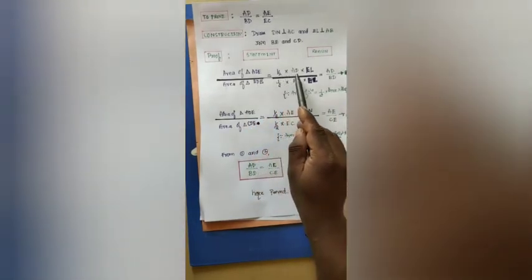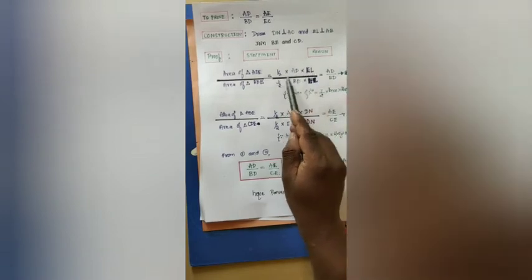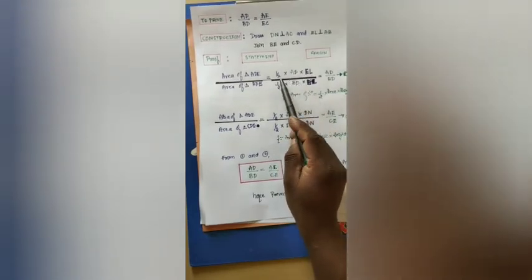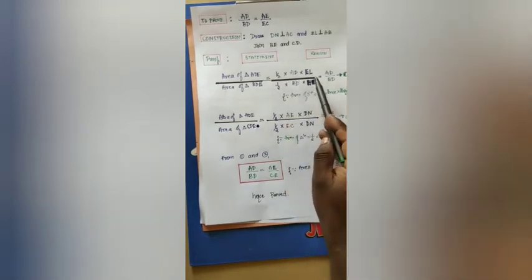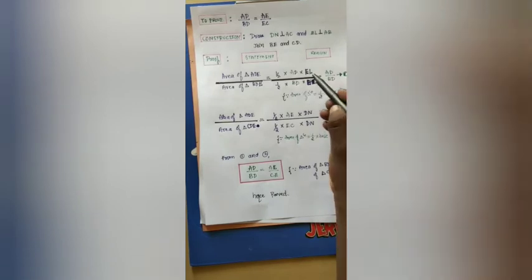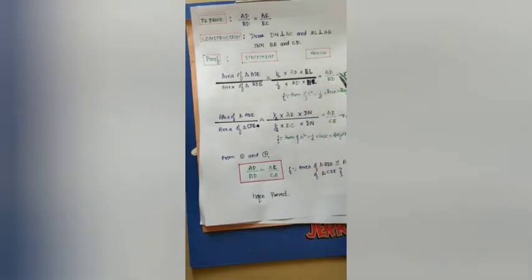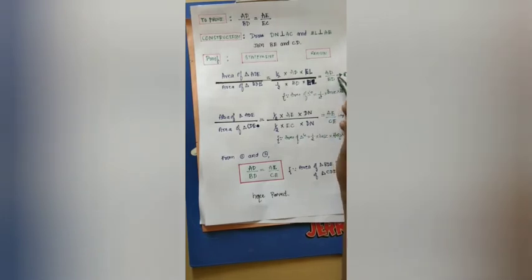Therefore, the area of triangle ADG divided by the area of triangle BDE equals half into base AD into EL, all divided by half into base BD into EL. So half and half get cancelled, EL and EL get cancelled, and the remaining is AD by BD. Call it equation number 1.